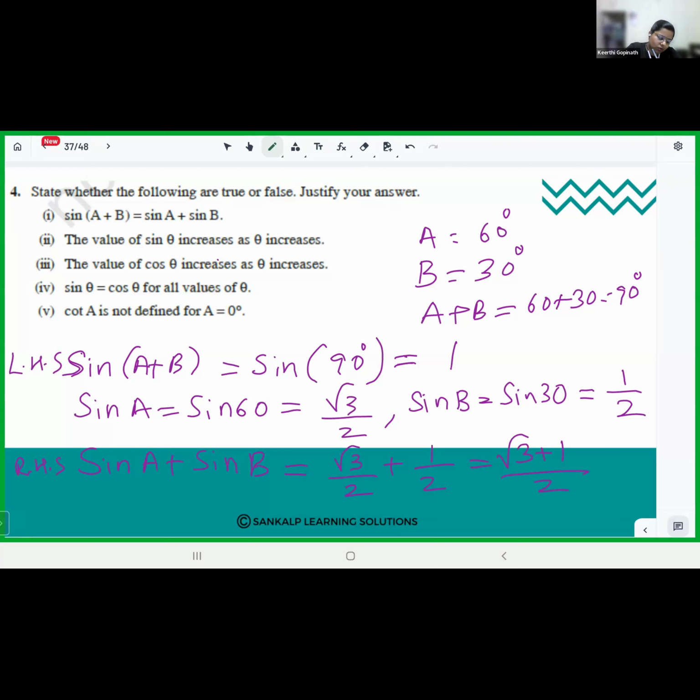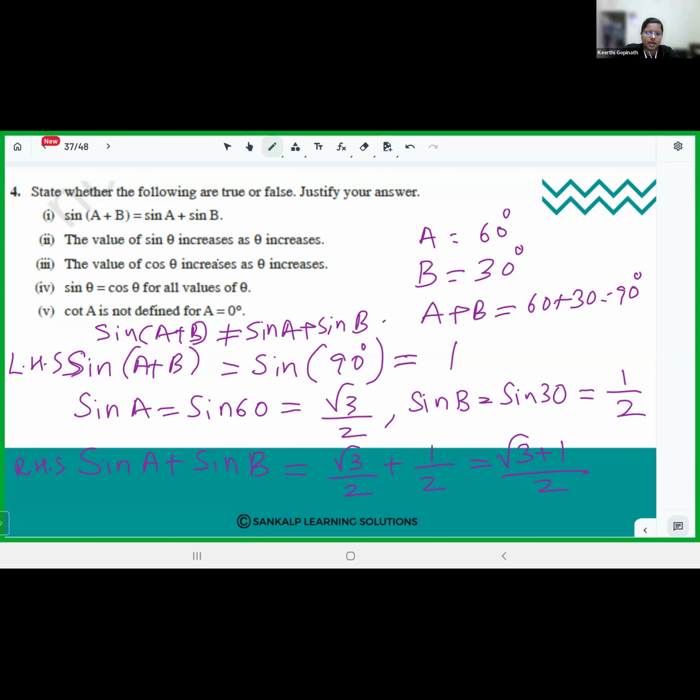Sine of A plus B is not equal to sine A plus sine B. Okay. So I hope the first problem is clear to you.